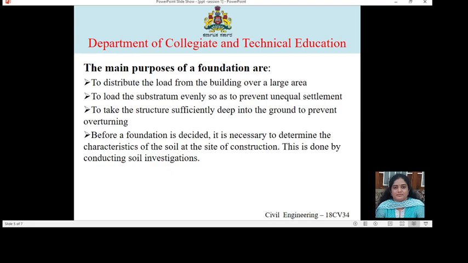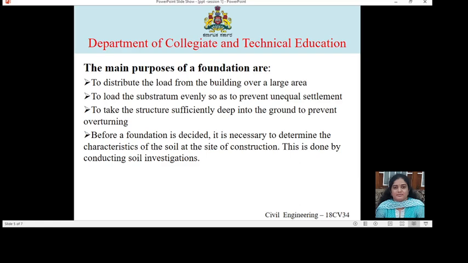So the main purpose of the foundation: why is it constructed? One is to distribute the load from the building over a larger area. Whatever load comes from the superstructure is high in quantity, so it has to be distributed over a larger area. Based on the type of foundation, you can spread the load to a larger area and reduce the pressure on the soil.